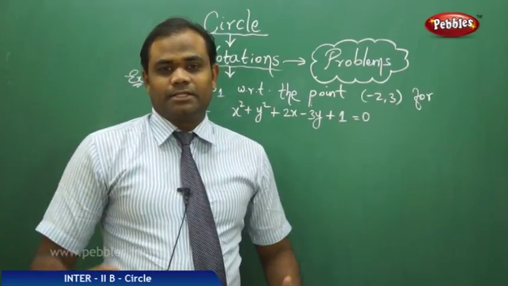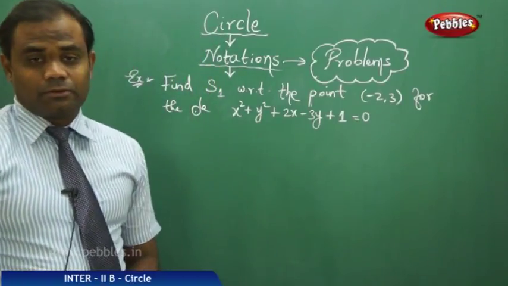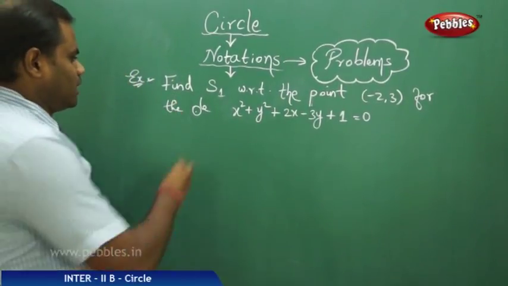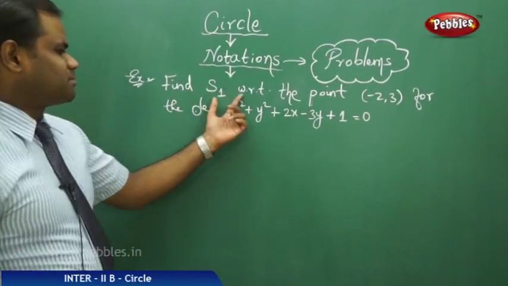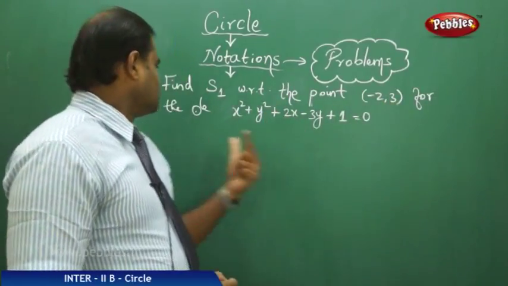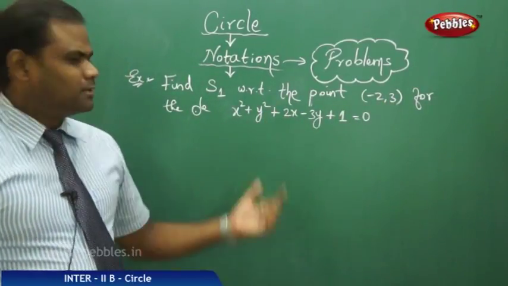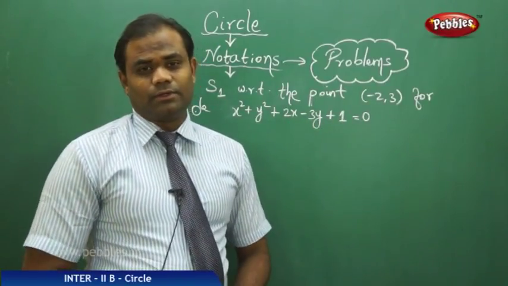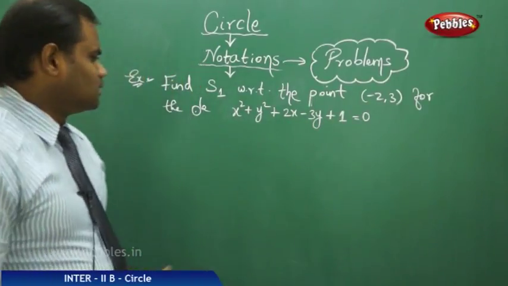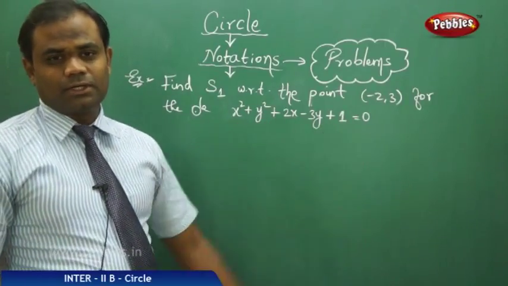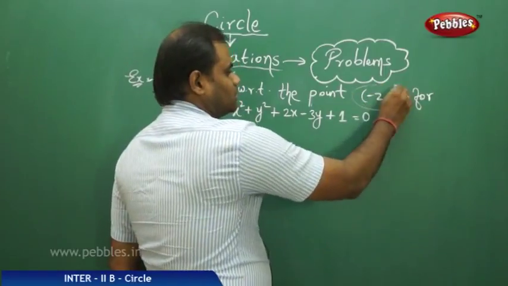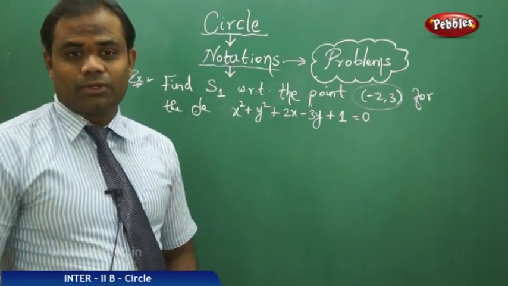Now let's take an example problem to understand the notations better. Say for example, I have a problem where I have to find S1 with respect to the point (minus 2, 3) for the circle x squared plus y squared plus 2x minus 3y plus 1 equal to 0. For this circle, the only information given is the point minus 2, 3.